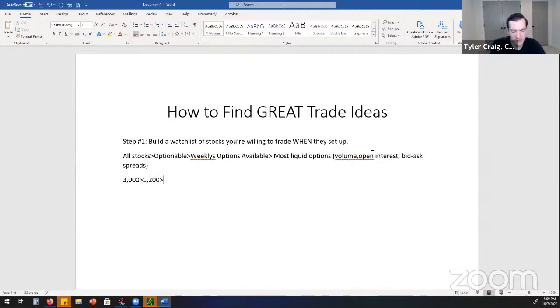Weeklies options, I think there's maybe 400 to 500. And then of those, the ones that are really active that I have in my watch list, probably about 150. So my liquid stock watch list is approximately 100 to 150 stocks. That's my core list of stocks that I personally am willing to trade options on.